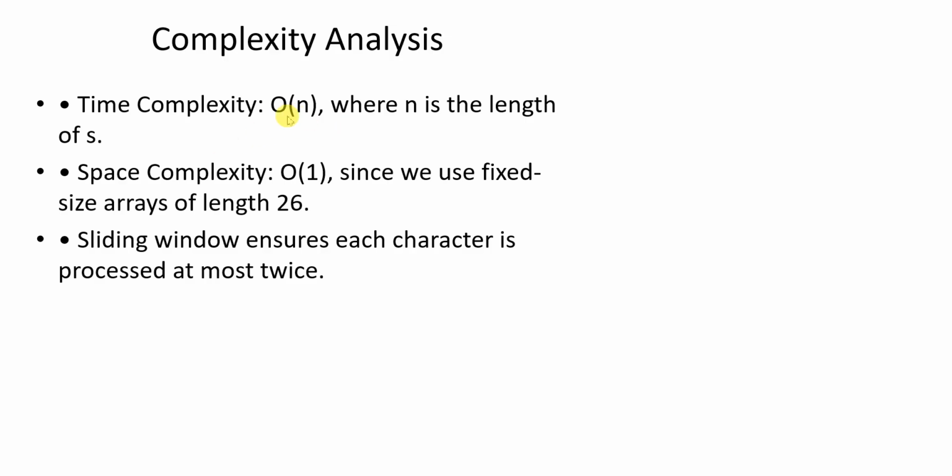Time complexity is big O of n, so big O of 2n corresponds to big O of n time complexity, where n is the length of the string. Space complexity is big O of 1, since we use an array of length 26.